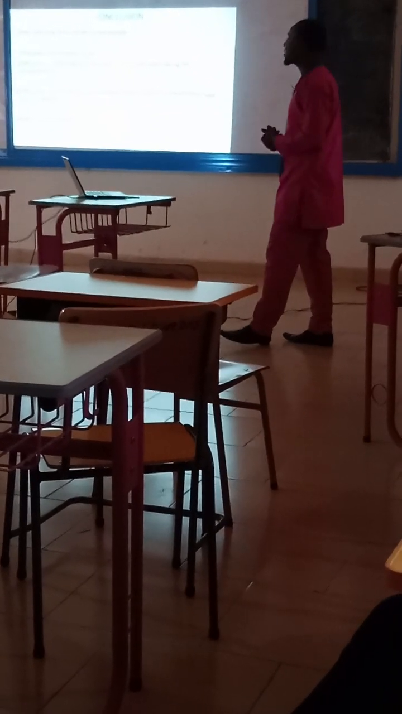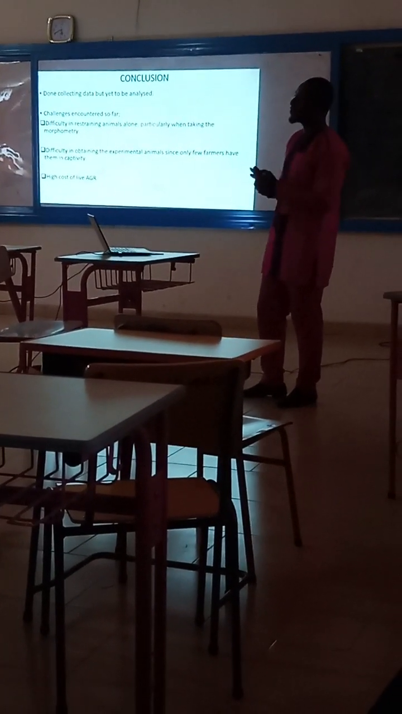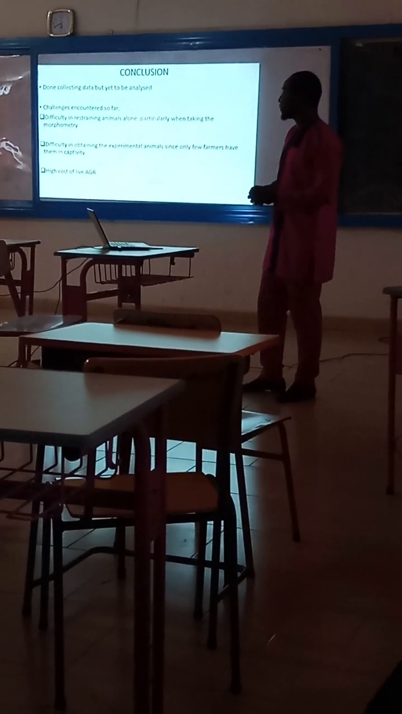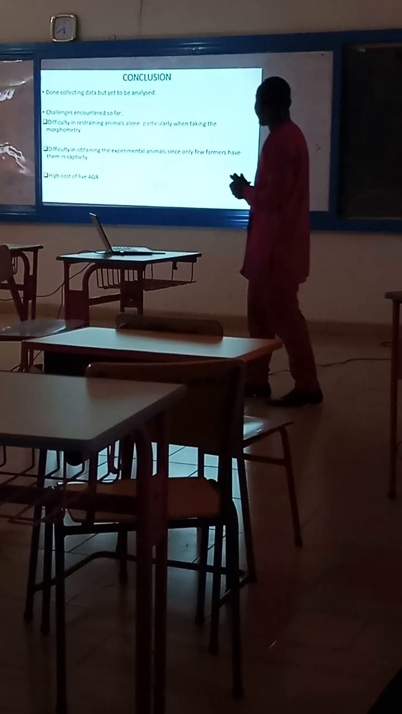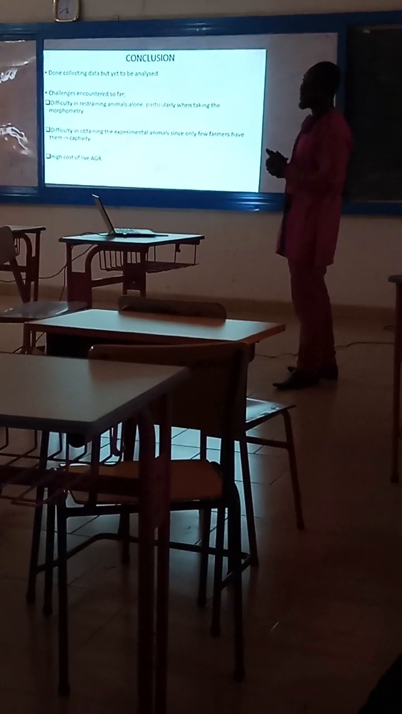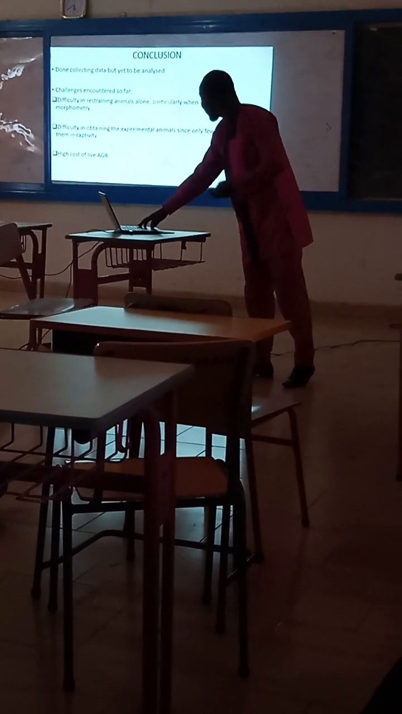Now, we are done collecting the data, but it is yet to be analyzed. The challenges encountered so far: it is difficult to restrain these animals alone, particularly when taking morphometric measurements, because you are supposed to be about four people, or at the least three, because of the way they have to be restrained, so that one person can even do it in 10 seconds. There is also difficulty in obtaining these experimental animals, since only a few farmers have them in captivity, and the high cost of the live ones, that is the African giant rat.